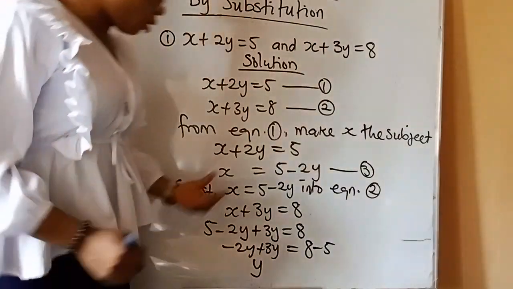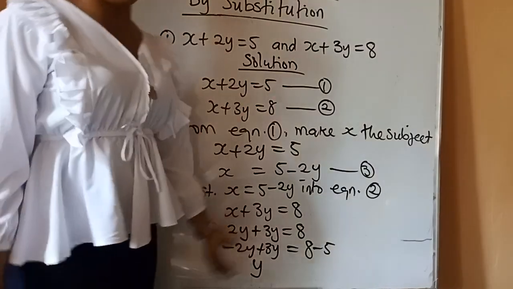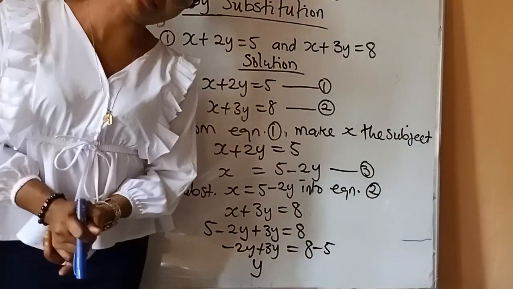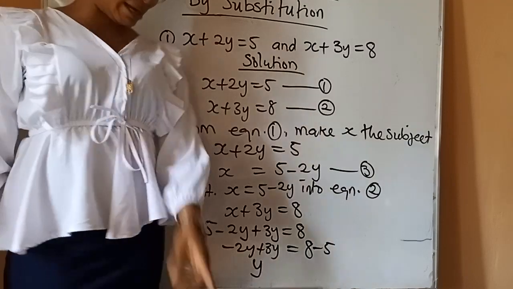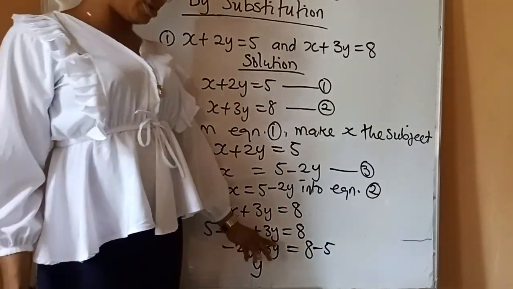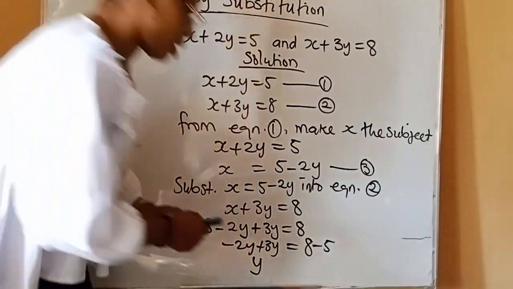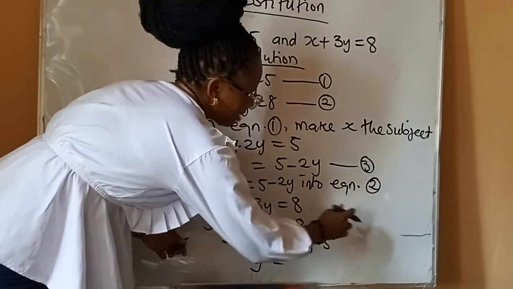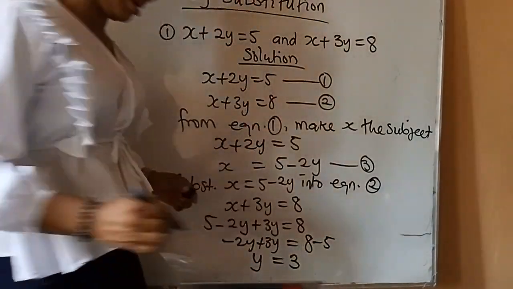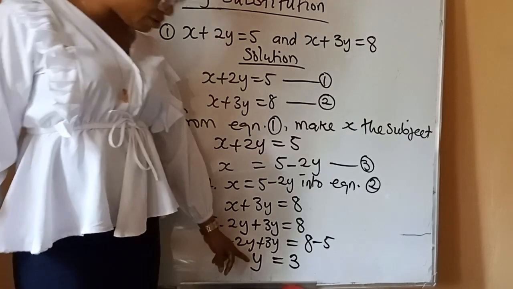Minus 2y plus 3y gives us y. That is, if I borrow 2 and I am given 3, I have to pay off my debts and I am just left with just 1. That's why minus 2y plus 3y gives me just y, equal to 8 minus 5 is 3. You see, we just got the value of y.